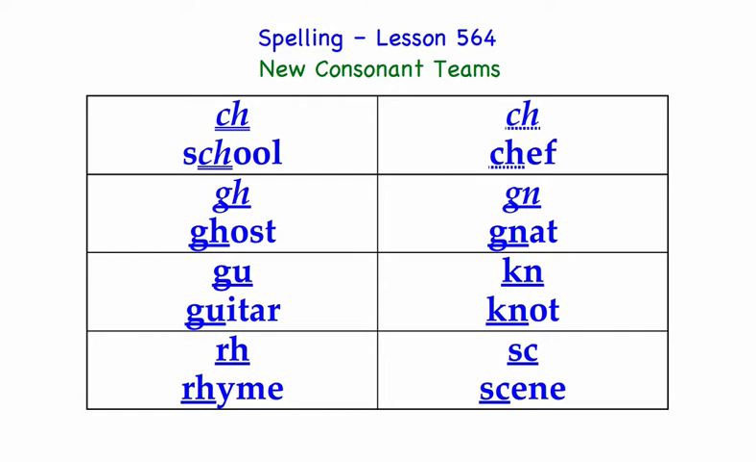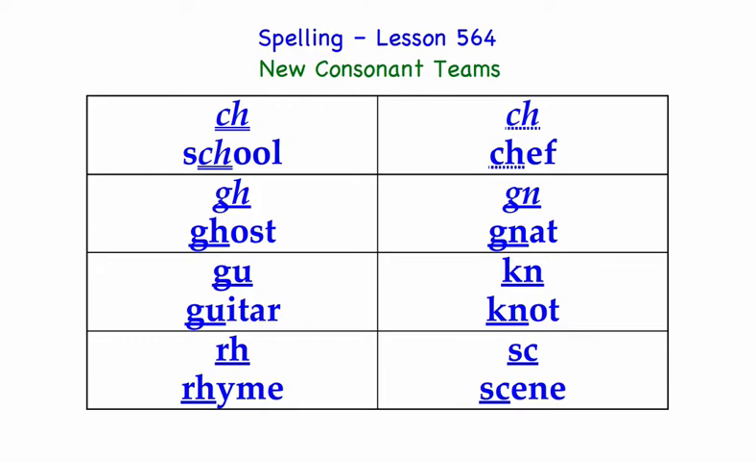CH has three sounds it can represent. The primary sound for CH is CH, as in church. When CH represents its primary sound, underline it one time. CH has a second sound that you hear in the word school. There, CH is representing the K sound, K. When CH represents the sound K, double underline CH, as you see CH double underlined in the word school.